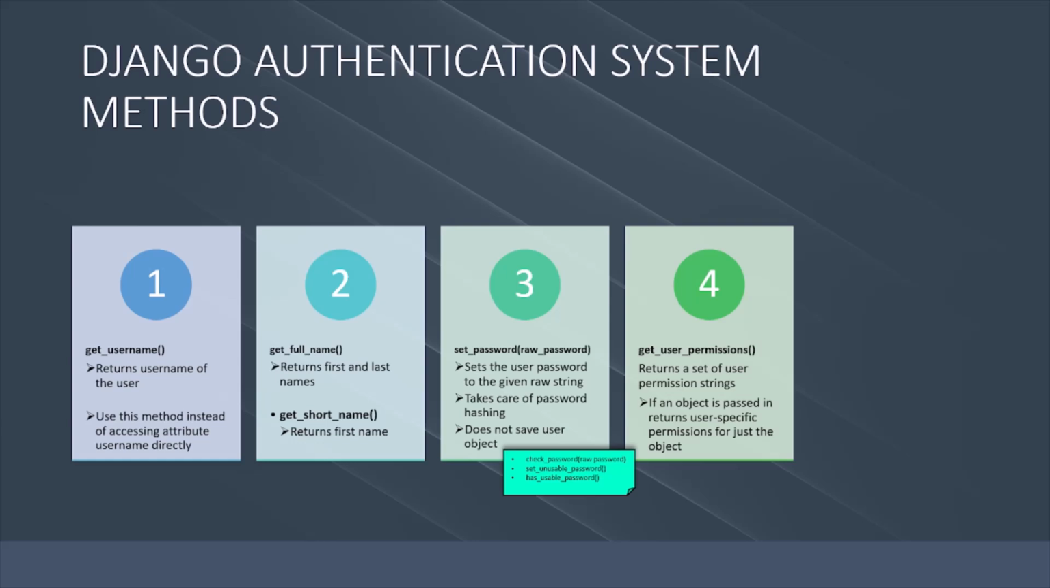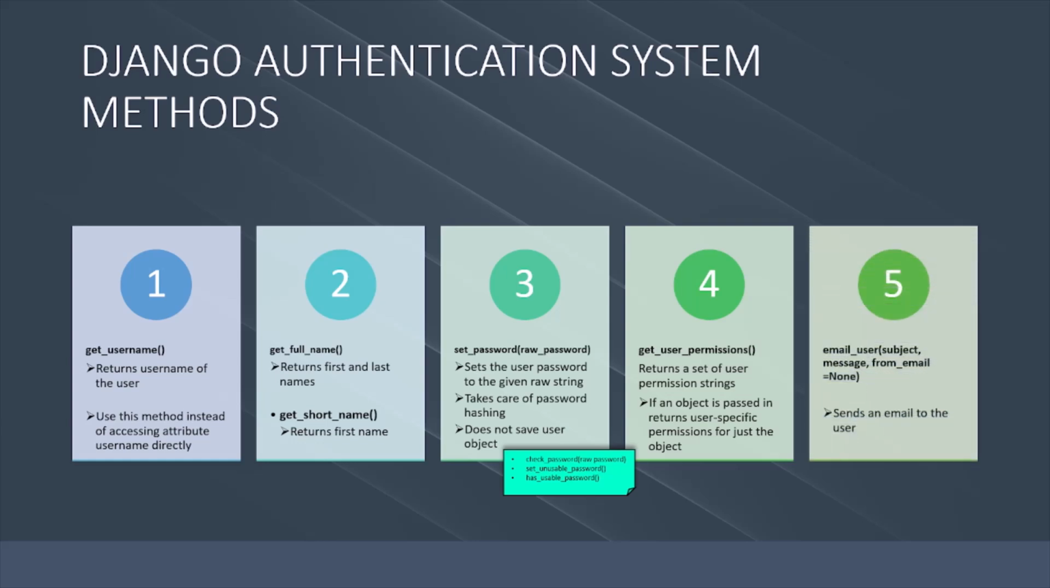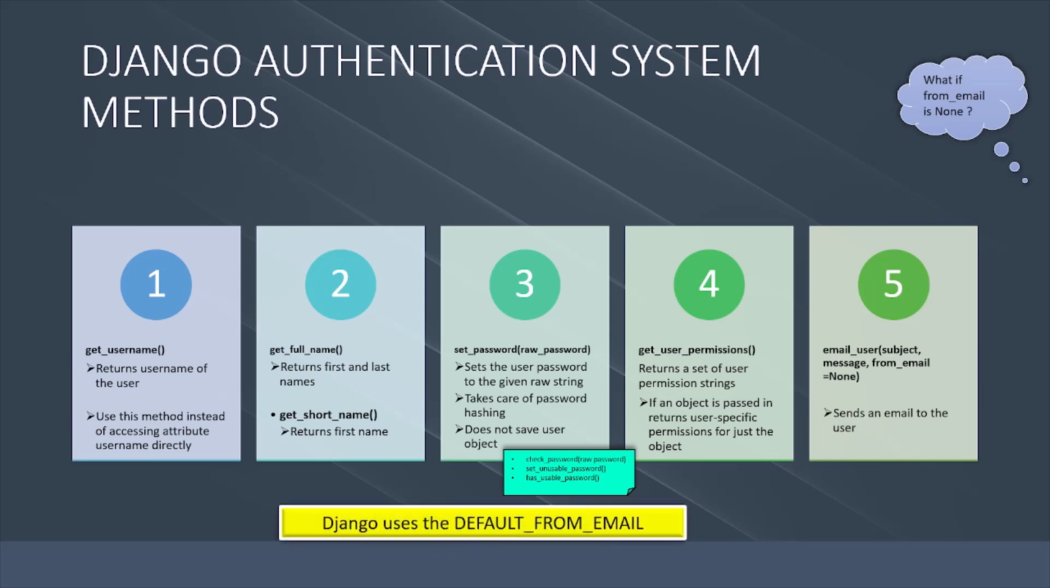If an object is passed though, then this method will return permissions just for that object. We have email user, and this sends an email to the user. From the arguments, you may have figured out that this uses send mail, right? And so any keyword arguments to this method are sent to the underlying call to send mail. Now, what happens if from email is none? Well, then Django uses the default from email that we specify, as you know, in our settings.py file.